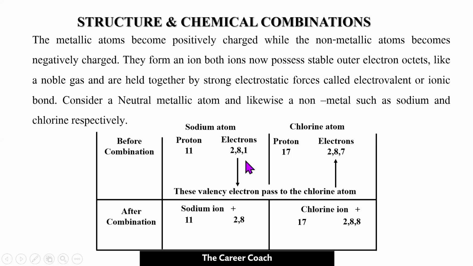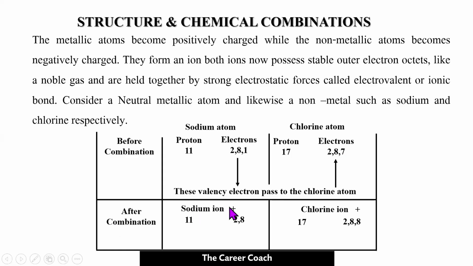However, we want to combine them so that both of them can get a stable octet state, which means they will both have 8 in the outer electron shell. So this is how they combine. This valence electron of sodium, 2-8-1, will pass to the chlorine atom. So the outermost electron shell's 1 will now combine with the 7 on chlorine to complete 8.